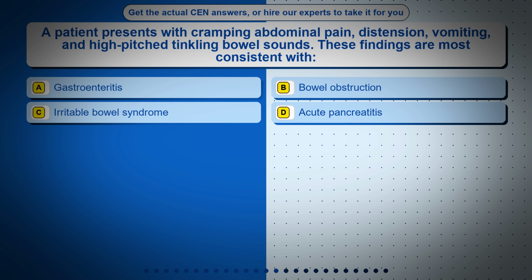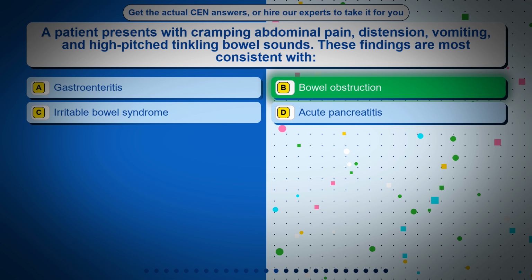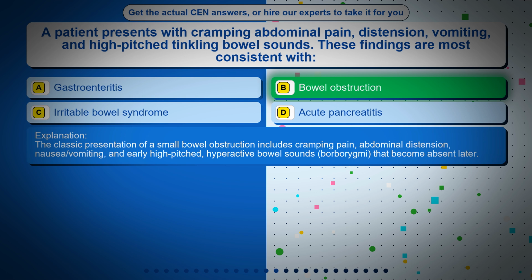Question 14. A patient presents with cramping abdominal pain, distension, vomiting, and high-pitched tinkling bowel sounds. These findings are most consistent with: Option A, gastroenteritis. Option B, bowel obstruction. Option C, irritable bowel syndrome. Option D, acute pancreatitis. The correct answer is option B, bowel obstruction. The classic presentation of a small bowel obstruction includes cramping pain, abdominal distension, nausea/vomiting, and early high-pitched, hyperactive bowel sounds, borborygmi, that become absent later.